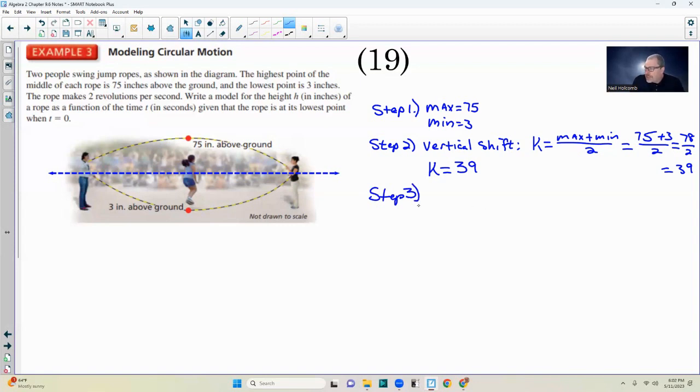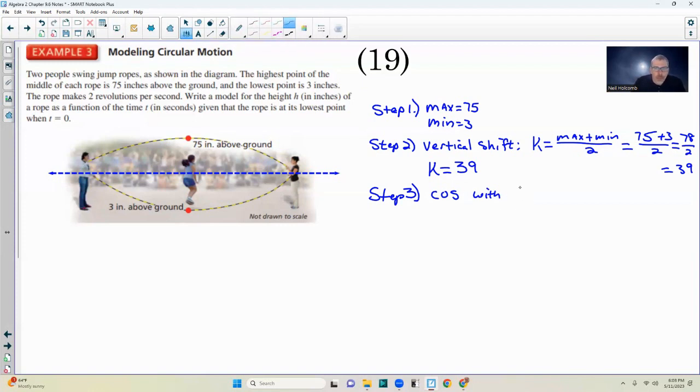Step 3, we decide whether the height should be modeled by a sine or cosine function. So when time t equals 0, the height is at its minimum. So this is at its minimum at time 0. Well, it's not on the midline, so this is a cosine. Does that make sense? So we're going to use a cosine function whose graph is a reflection in the x-axis with no horizontal shift. So cosine with h equal to 0.